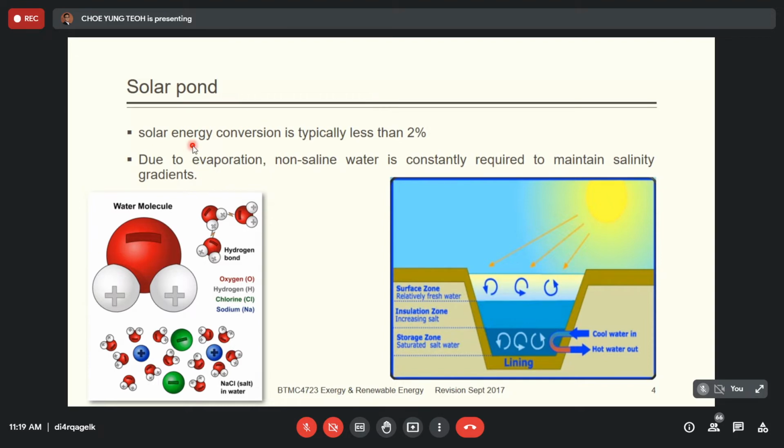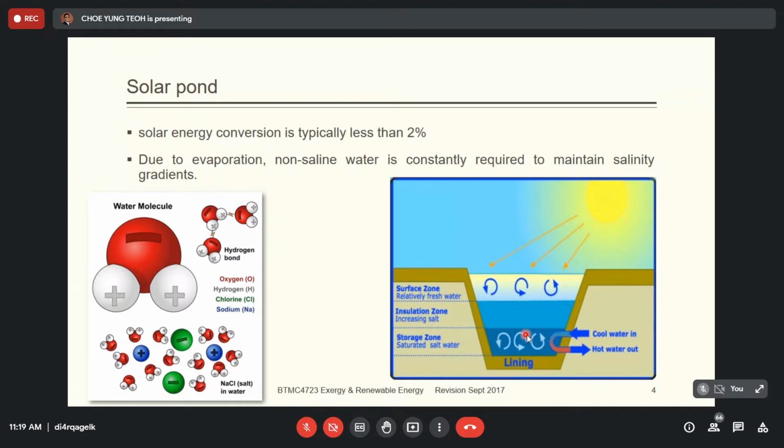You can see they say that the solar energy portion is typically less than 2%. As we know, photovoltaics will give you efficiency of more than 10%, but this one only gives you 2%. Okay, but maybe in some rural areas they do not have access to photovoltaic technology, so they can use this for conventional heating. They can pump the cold water into the bottom part of the pond, and then take out hot water using a heat exchanger.